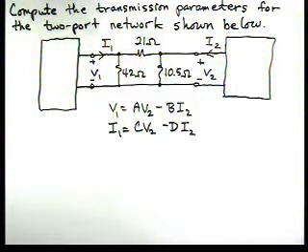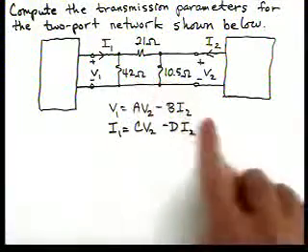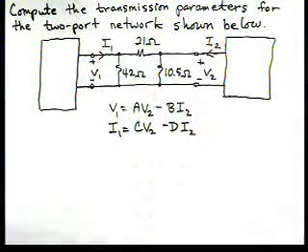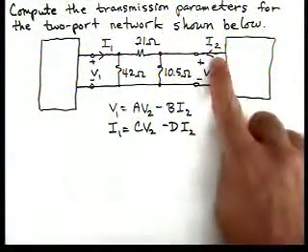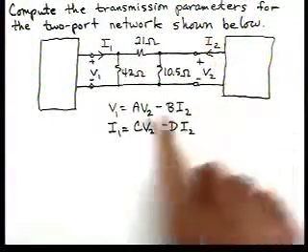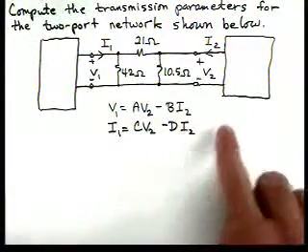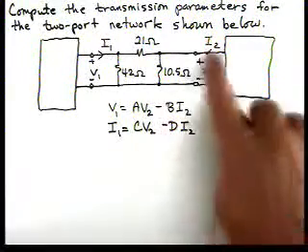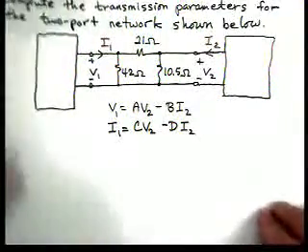In this problem, we're going to calculate the transmission parameters for the two-port network shown below. You can see there in the diagram the circuit and the transmission parameters. The way that we'll proceed is we'll set I2 equal to 0, which is basically terminating this port in an open circuit. That will allow us to find A and C. Then we'll come back in and terminate V2 with a short circuit, or 0, and that would allow us to find B and D. So first, let's start off with I2 equal to 0.